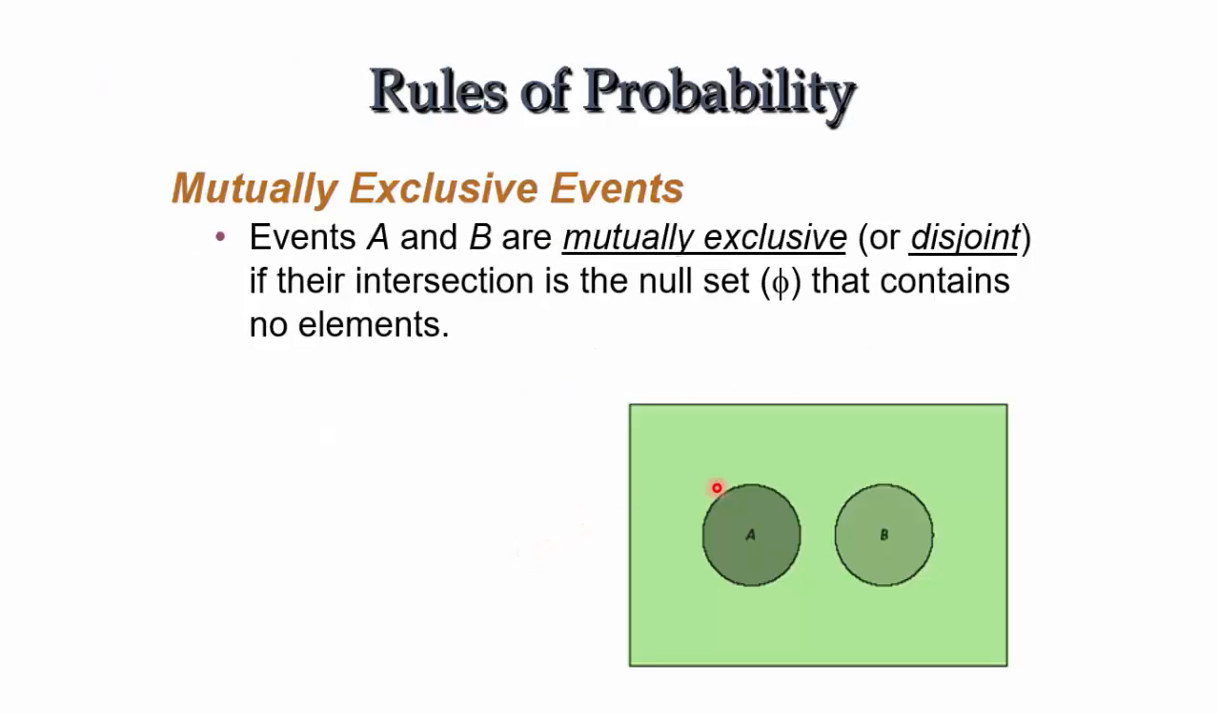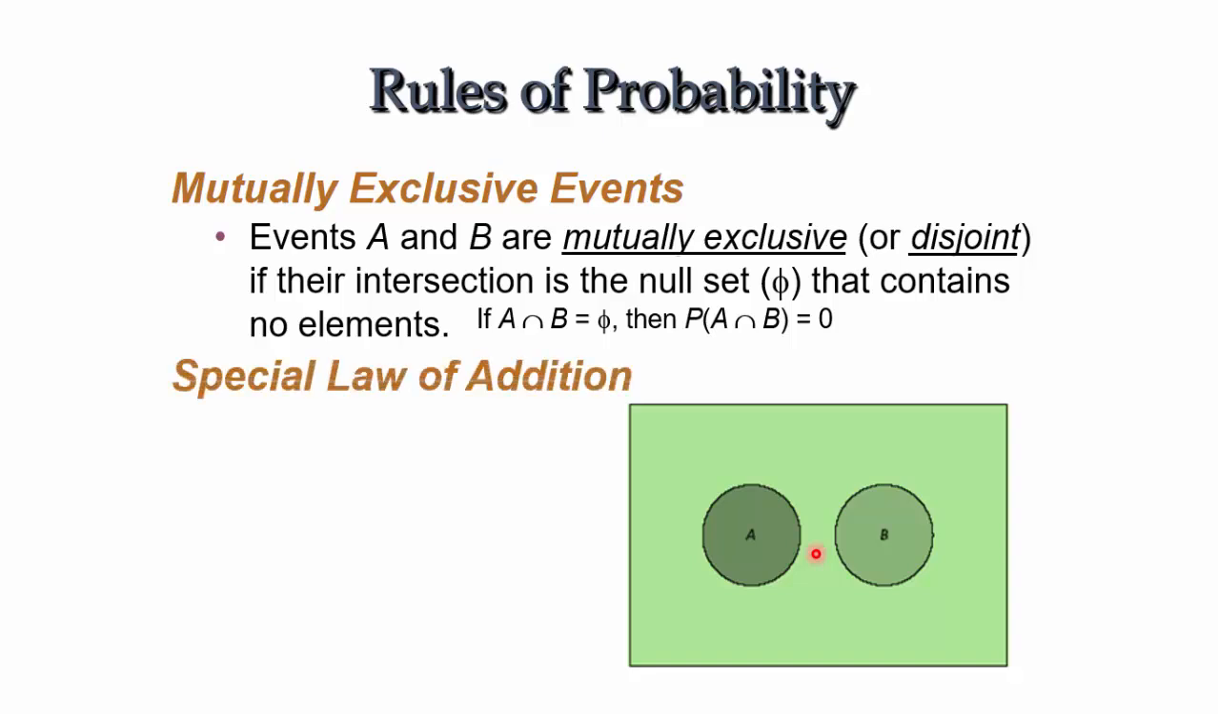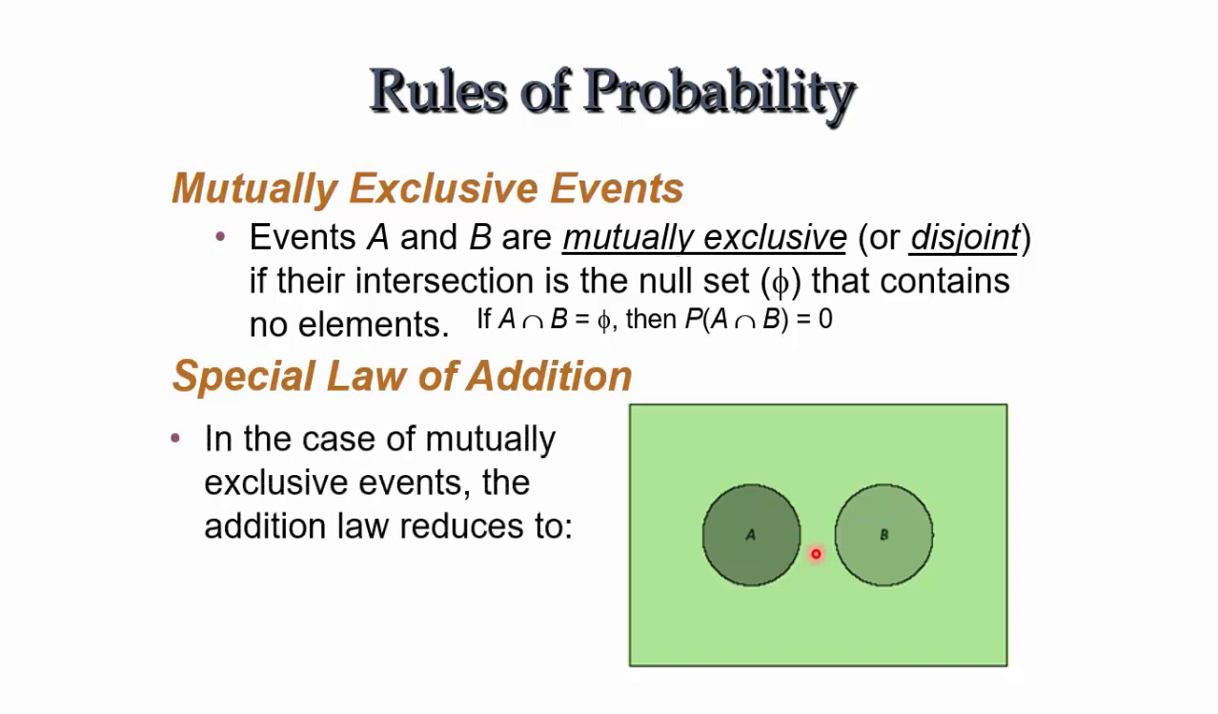Mutually exclusive events are also in the form of disjoint sets. So the intersection of the sets is a null set. There is nothing in common between the two sets. So A intersection B in this case would be a null set or zero, no elements. This leads to a special law of addition. When events are mutually exclusive, the law reduces to P of A plus P of B. So A union B, in other terms, A or B, will be the probability of A plus the probability of B.